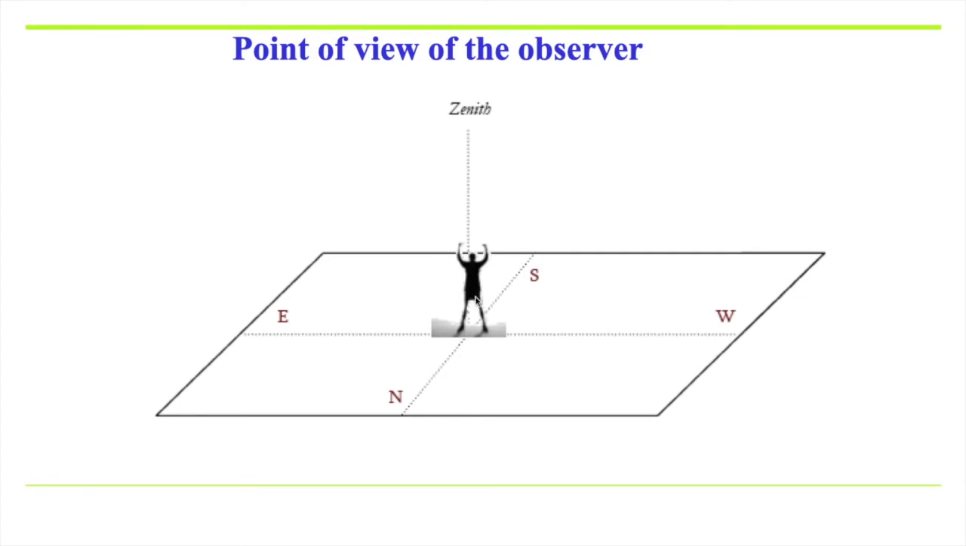If you use a compass, then the compass will show you the north direction from you. If you stand facing the north direction, your right hand side will show you the east direction, your left hand side will be the west direction, and the back of your head is the south direction. So this is the basic perspective of an Altazimuth coordinate system.